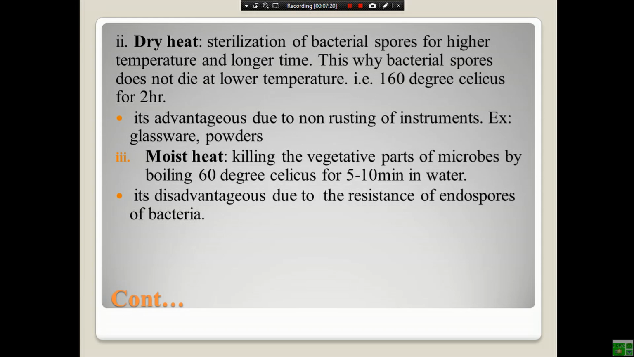The third type of sterilization is moist heat sterilization. Moist heat sterilization kills the vegetative part of microbes by boiling in water at 60 degrees Celsius for 5 to 10 minutes. This type of sterilization is disadvantageous due to the resistance of bacterial endospores. This means that the temperature is low, and the time taken to kill bacteria is also short. So this is a disadvantageous type of sterilization.